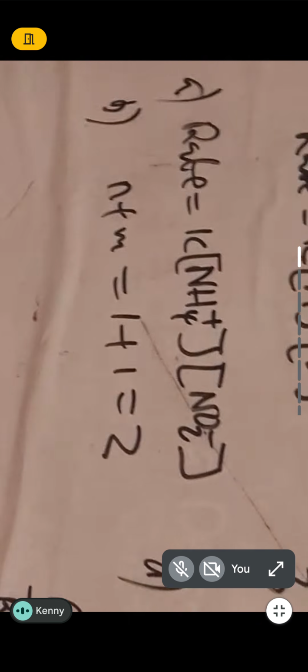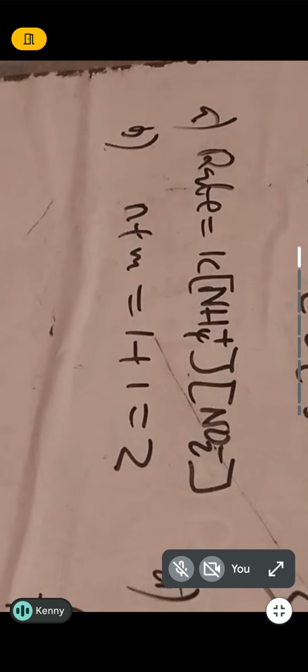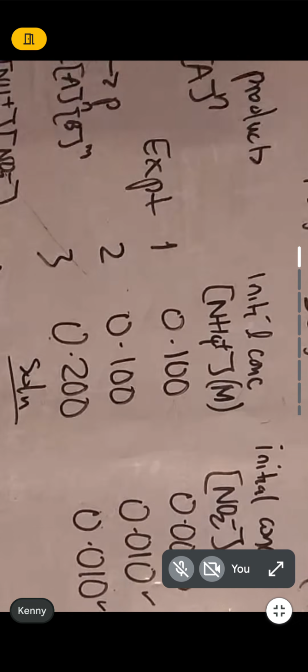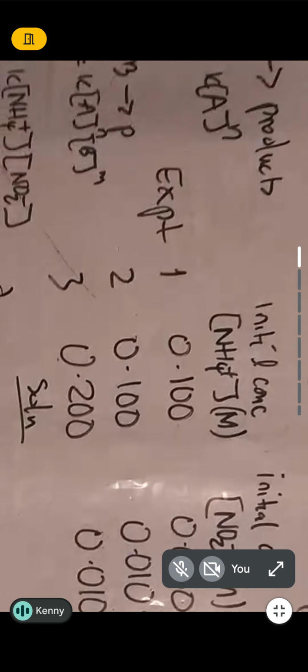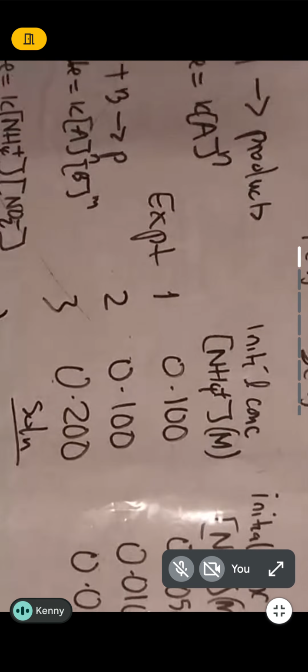Then the third question is, calculate the value of K. To calculate the value of K, you are going to pick any of the 3 experiments.